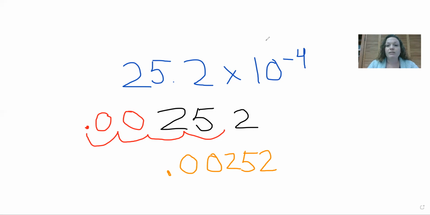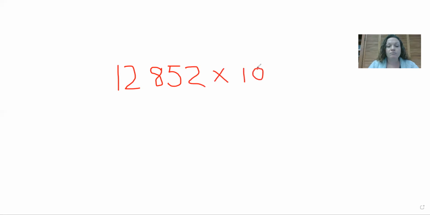Let me show you what I mean that sometimes they're not going to be smaller. Okay, so maybe I have a number that looks like this, 12,852 times 10 to the -3. Okay, so now this -3 tells me I'm moving to the left. I don't have a decimal point right now. I have to assume that my decimal point is after my whole number. I'm going to move my decimal point 3 spaces. And so my answer is 12.852.